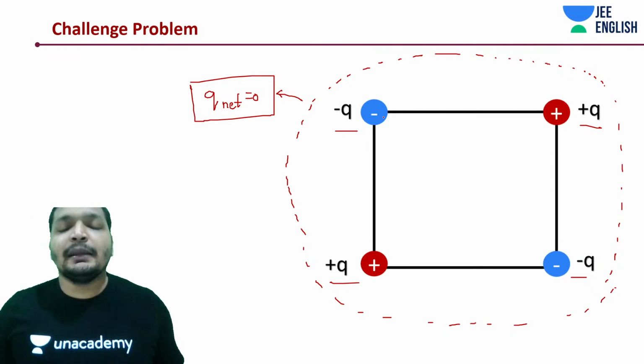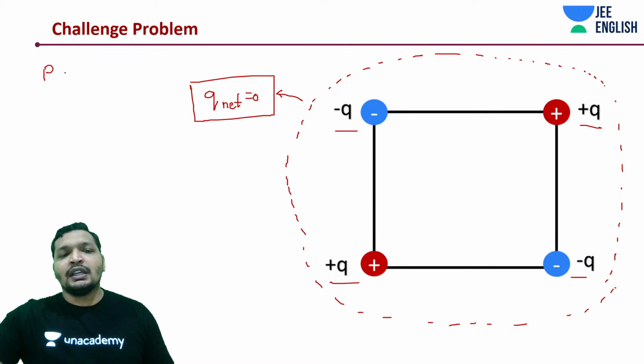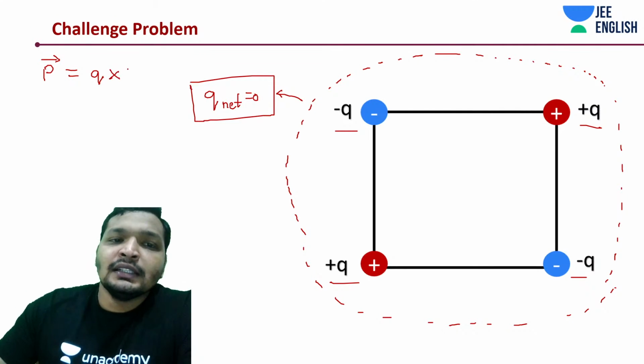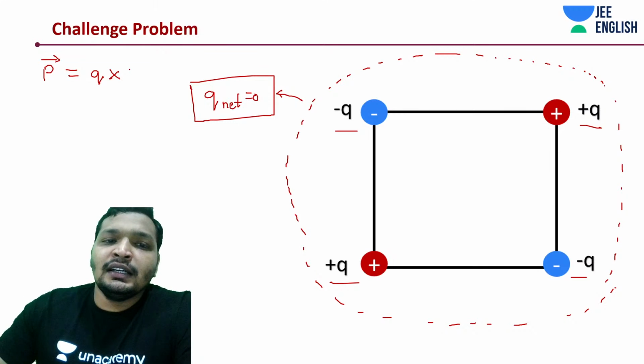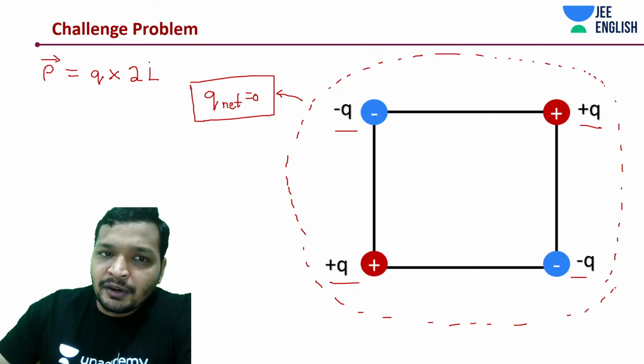How to calculate the dipole moment? For a two charge system, what you used to do, you used to say the dipole moment P is equal to the magnitude of charge multiplied by that separation vector. We used to call it 2L, and that went from where to where? Minus to plus or plus to minus? It went from minus to plus.